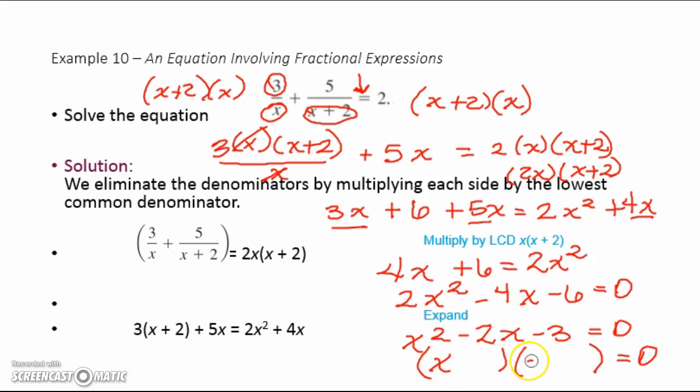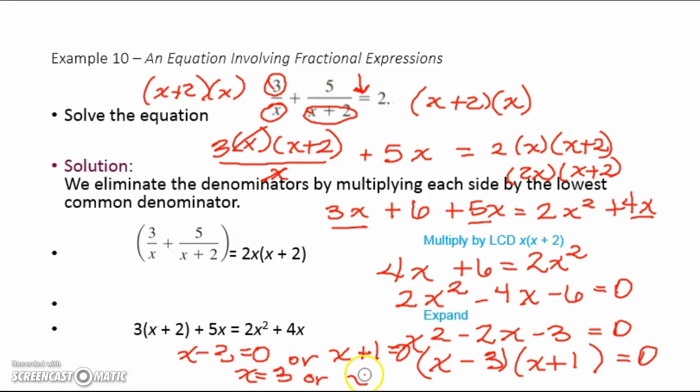So my coefficient to the x squared term is 1. So that's x times x. I need two numbers that when I add them I get negative 2, but when I multiply them I get negative 3. So that's a minus 3 and a plus 1. So either x minus 3 equals 0 or x plus 1 equals 0. So my solutions are x equal positive 3 or x equal negative 1.